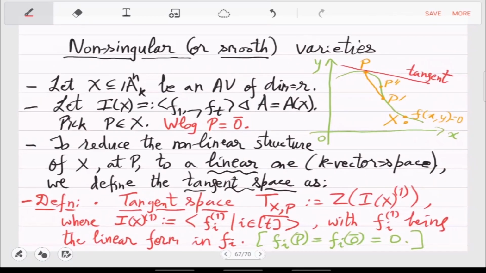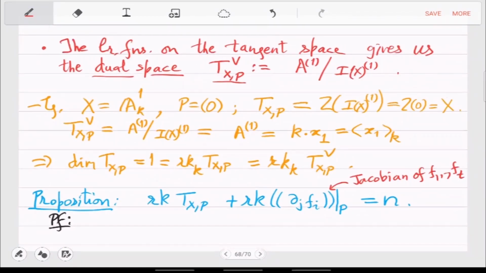Which was what? F1 to Ft. So look at the Jacobian of the generators. Of course, the weird thing here is that the generators are not inherent to the affine variety. So you can pick some other generating set also. The Jacobian will change, but still this theorem will remain true. It doesn't depend on generators. It's an inherent property of the geometry, not of the representation.